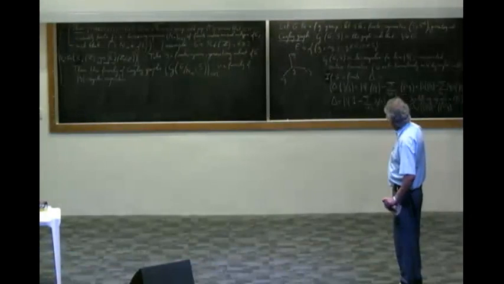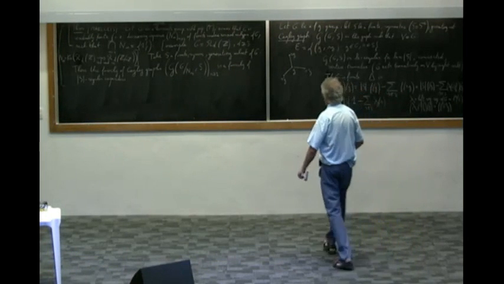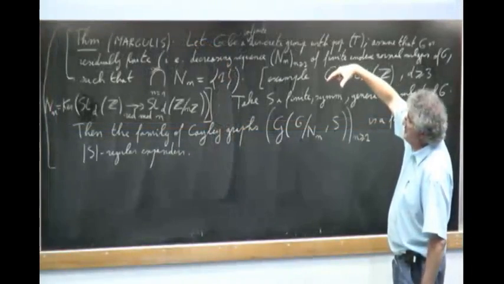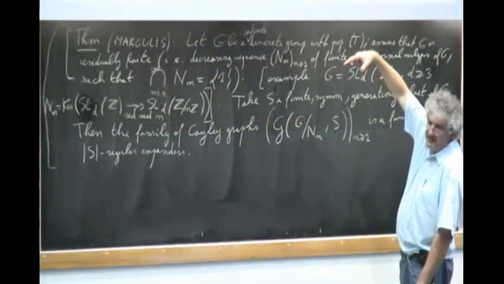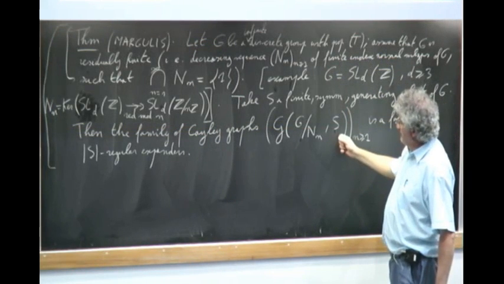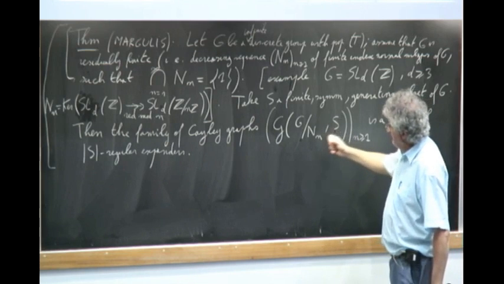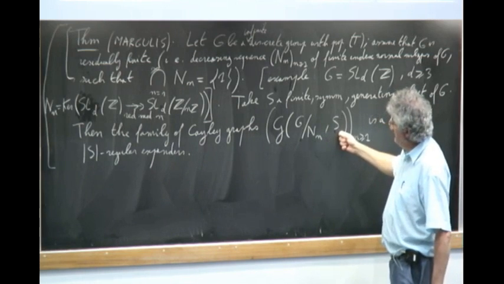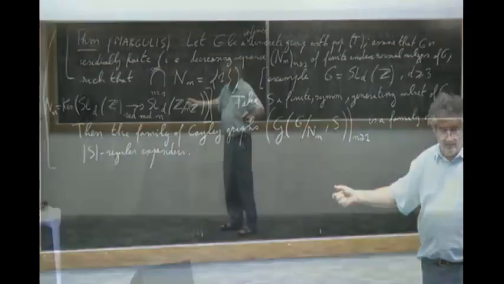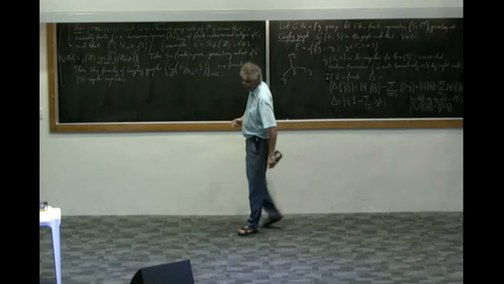The question is what happens if, instead of taking a unique generating set which lies in the mother group, for every n you take a different generating set, provided that they all have the same cardinality. Do you still get an expander family?